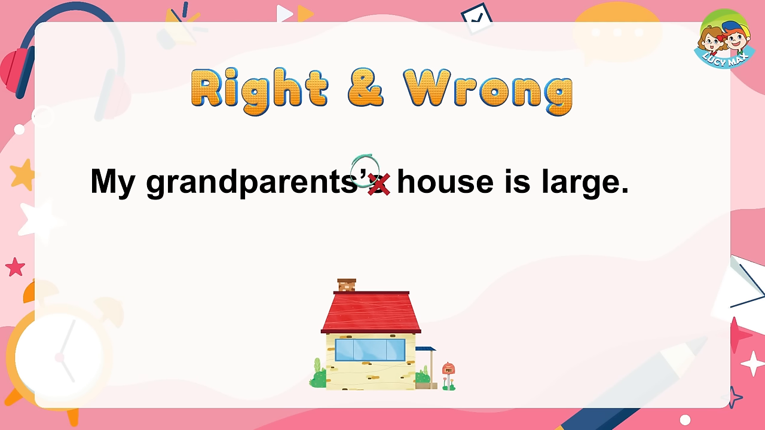She, blank, a pretty doll. The pronoun she goes with a verb that ends with S. The answer is D. Has. She has a pretty doll. Answer B ends with S, but we don't choose that because it doesn't make sense in the sentence.